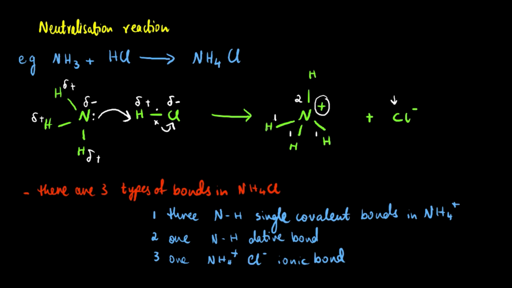And the third type of bond is the ionic bond between the ammonium ion and the Cl- ion. So that would be basically the bond between these two ions. So this is a point to note, that such a compound has three types of bonding in it: ionic, dative, and simple covalent. And that is all for this video. And in the next video, we will be studying the Al2Cl6 dimer and the dissociation of water.